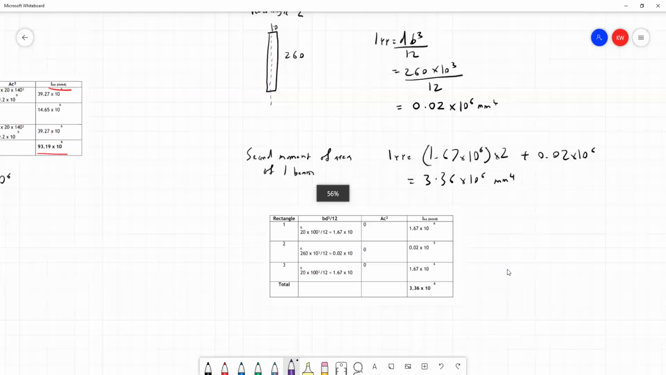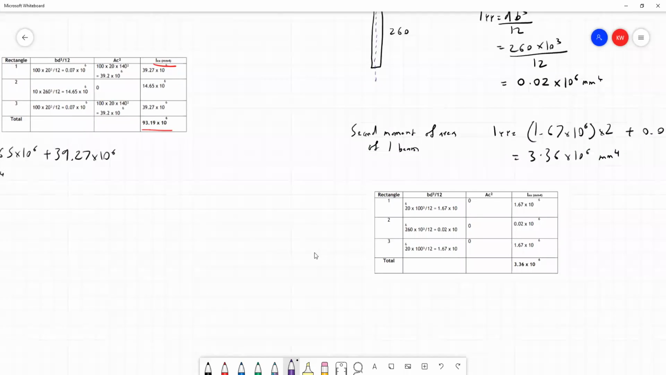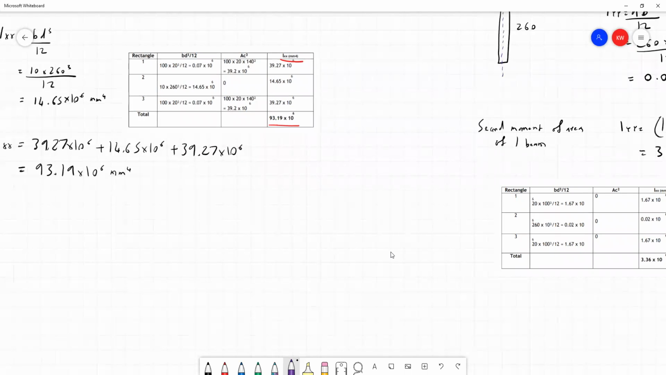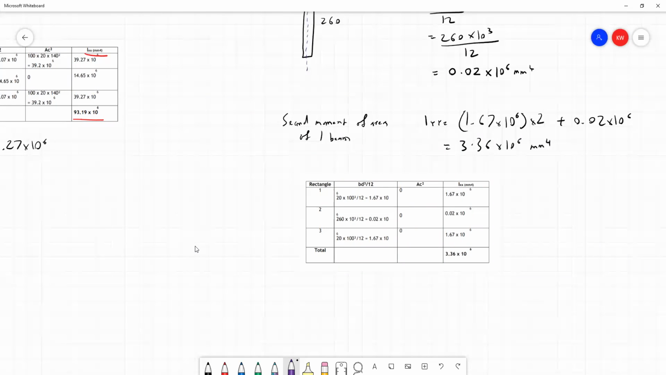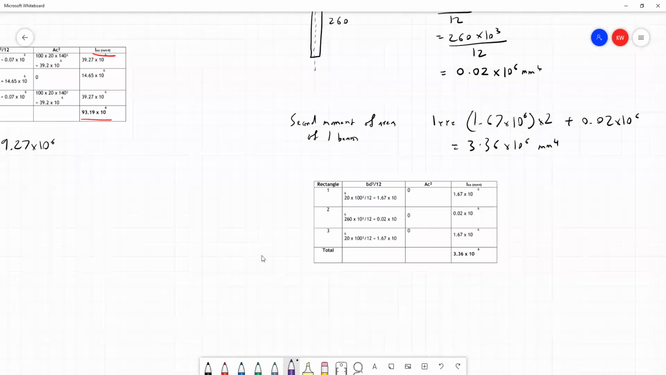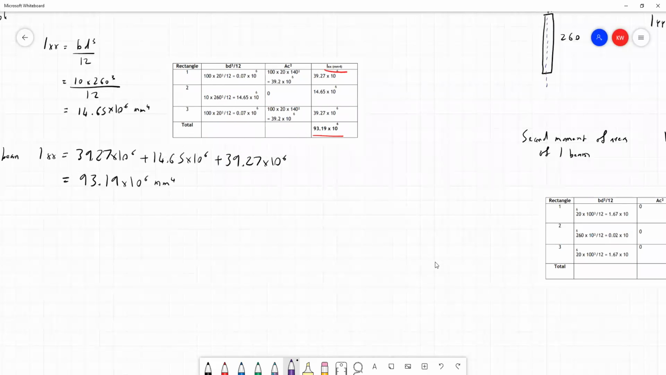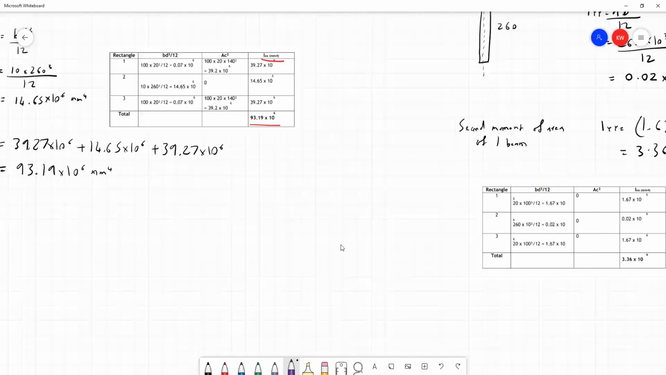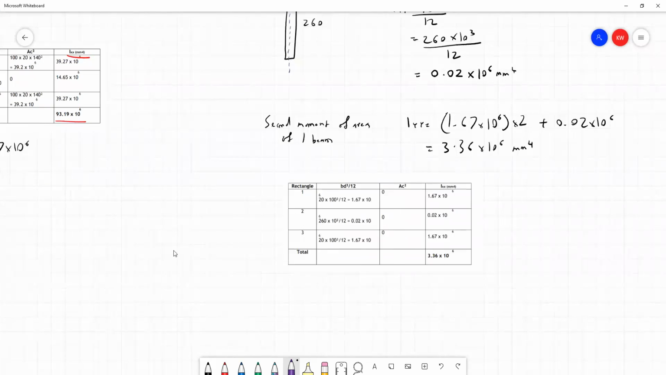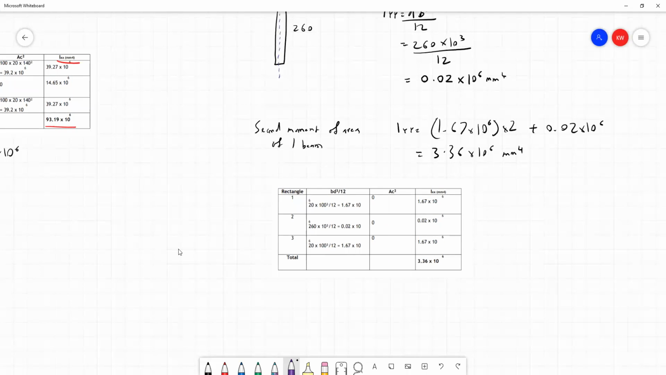And if we compare these two values, we can see it was 93.19 times 10 to the 6 versus 3.36 times 10 to the 6. So significantly bigger, in fact, something in the order of 30 times bigger. So it really does, again, illustrate that the direction in which we support a load with a beam, so how the beam is orientated, is going to make a big difference in terms of the second moment of area.